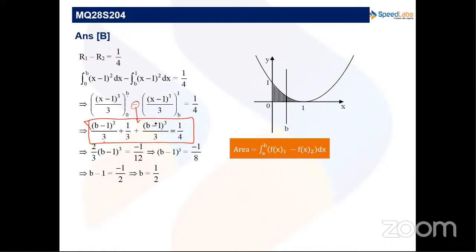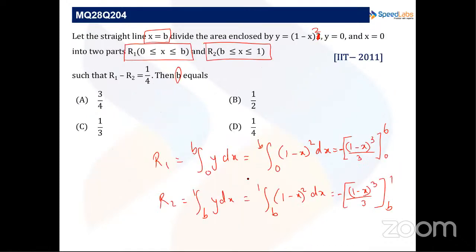And this 1/3 will go to that side, and on solving you will get the value of b equals 1/2, because (b minus 1) whole cube will be minus 1/8, that implies b minus 1 is minus 1/2. This 1 will be shifted to that side and b will be equal to 1/2. So our correct option is B, that is 1/2.